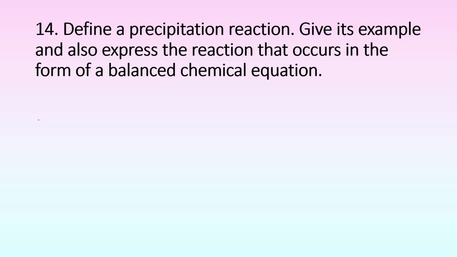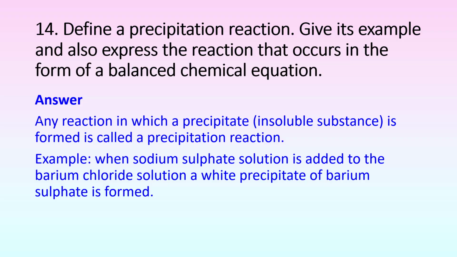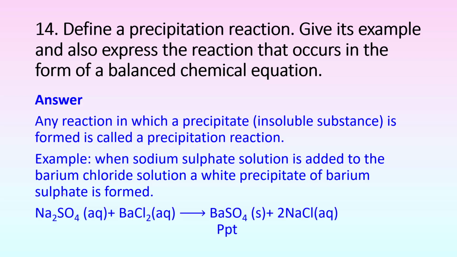Next, question number 14. Define a precipitation reaction. Give its example and also express the reaction in the form of a balanced chemical equation. Any reaction in which a precipitate is formed is called a precipitation reaction. One example is when sodium sulfate solution is added to barium chloride solution, a white precipitate of barium sulfate is formed. The equation is Na2SO4 plus BaCl2 gives BaSO4 plus NaCl. Here BaSO4 is our white precipitate.